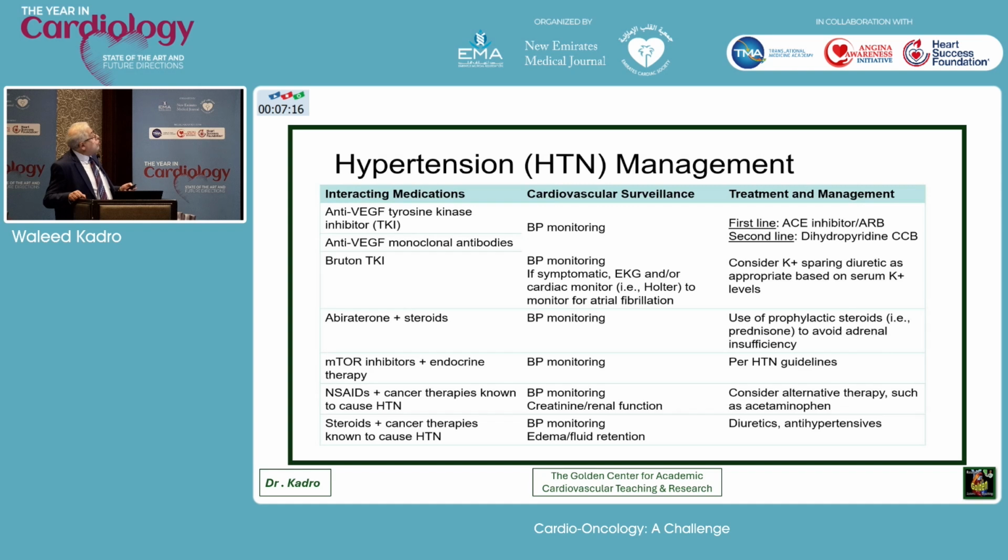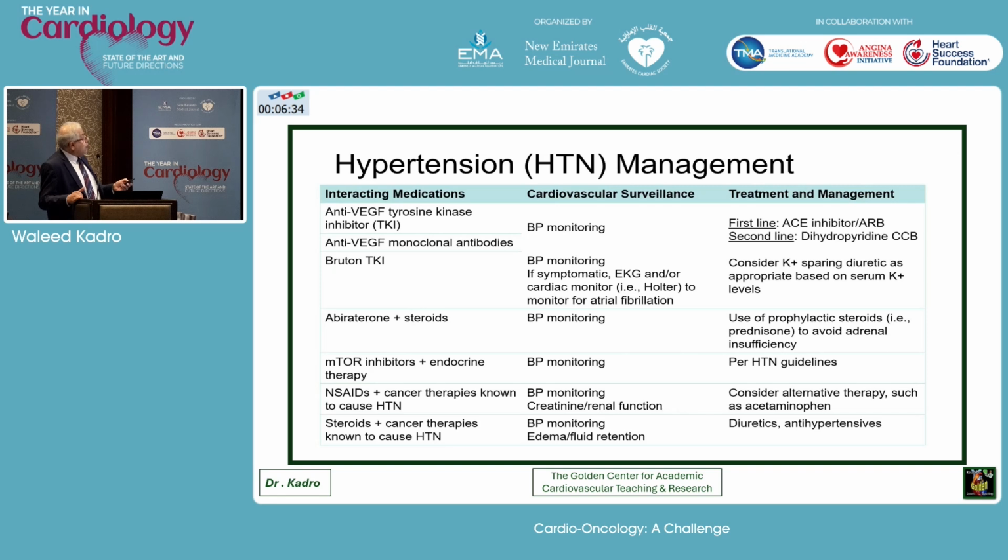So I'll try to summarize that. For the tyrosine kinase inhibitors or the anti-VEGF, we need to monitor blood pressure, and the treatment of choice is ACE inhibitors or ARBs. And the second line is a dihydropyridine calcium channel blocker. But for ibrutinib, or Bruton tyrosine kinase inhibitor, we need to monitor blood pressure. And with that, because of the incidence of arrhythmia and QT prolongation, it's better to give potassium-sparing diuretics that prevent QT prolongation due to hypokalemia.